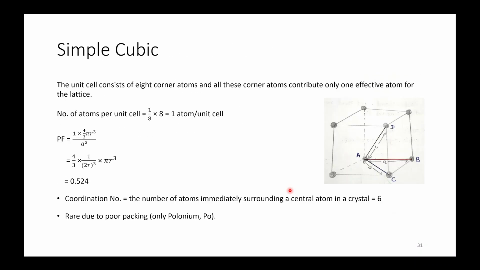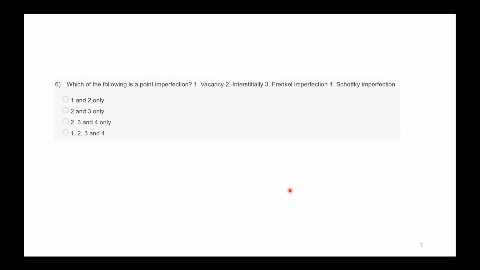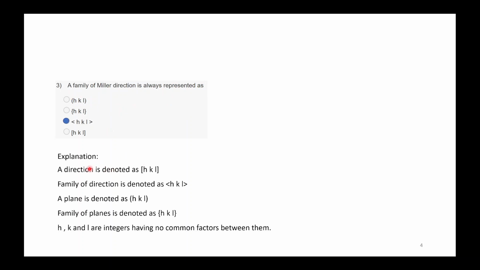So initially I have questions, so I'll check whether there are some related to Miller indices. Sir asked one question like: a family of Miller directions is always represented as. In this you have to remember how to denote a family of directions, how to denote a single direction, how to denote a plane, and a family of planes. These four you should remember at least if a question like this comes.